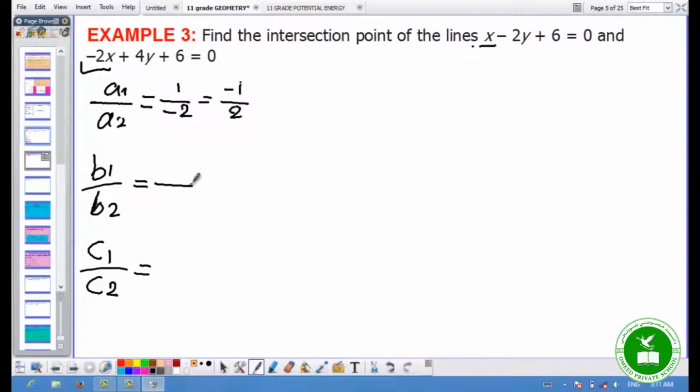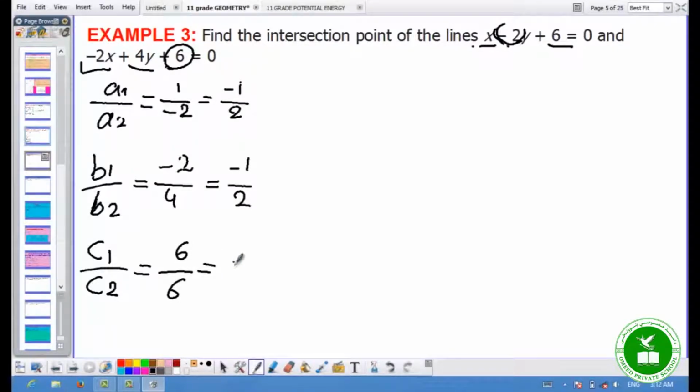b1 is the coefficient of y in the first equation. It's minus 2, divided by b2, the coefficient of y in the second equation, which is 4. So this one is also minus 1 over 2. Now let's take the ratio of the constant numbers. c1, the constant value in the first equation, is 6 as you see here. 6 divided by c2, the constant number in the second equation, this one is also 6, equal to 1.